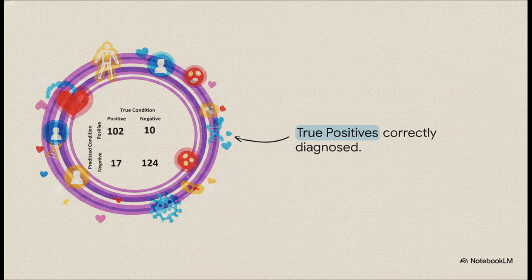I want to guide your eye to the top left quadrant, the true positives. In this specific study's matrix, the system successfully and correctly identified 102 people who actually have the disease. The test said positive, and the reality was positive. This is exactly what we want our medical tests doing.